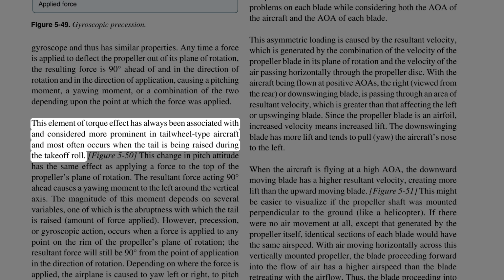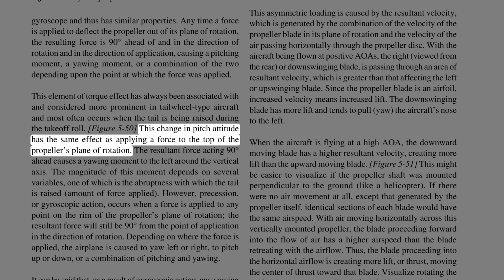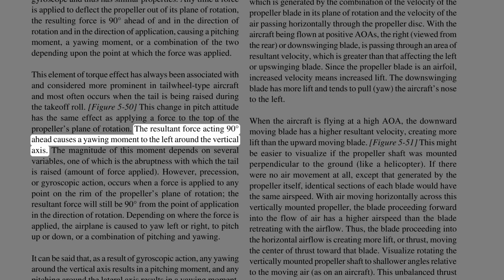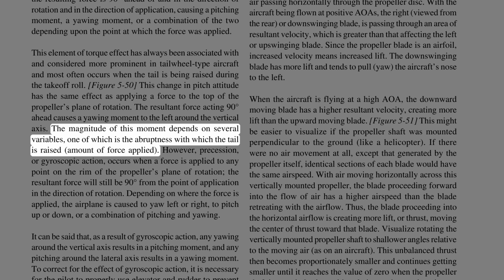This element of torque effect has always been associated with and considered more prominent in tailwheel-type aircraft and most often occurs when the tail is being raised during the takeoff roll. This change in pitch attitude has the same effect as applying a force to the top of the propeller's plane of rotation. The resultant force acting 90 degrees ahead causes a yawing moment to the left around the vertical axis. The magnitude of this moment depends on several variables, one of which is the abruptness with which the tail is raised, the amount of force applied.